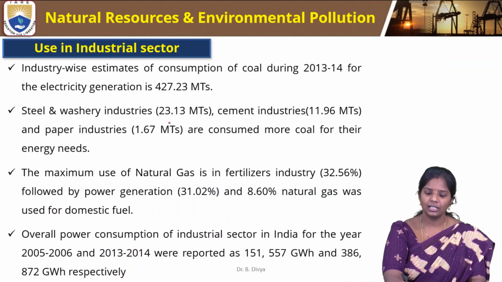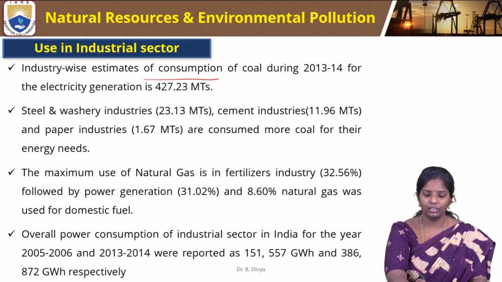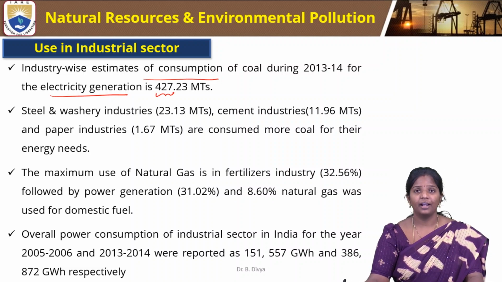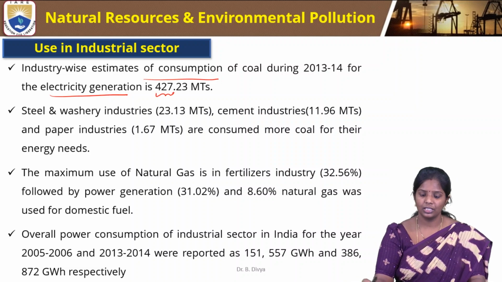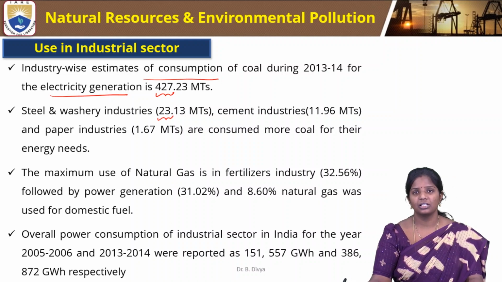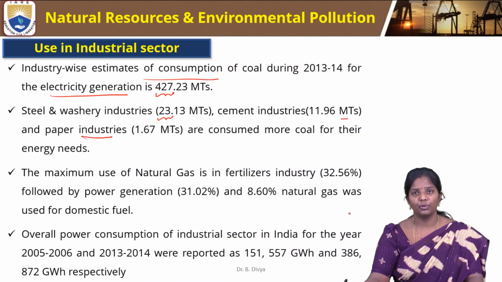So industry-wise, estimates of consumption of coal during 2013 to 14 for electricity generation is around 427 metric tons, for the steel and washery industries it is around 23 metric tons, for the cement industries it is around 11.96 metric tons, and for the paper industries it is 1.67 metric tons. So these are the different areas where we are using coal. These are consumed, and more coal is being mined for these energy purposes.